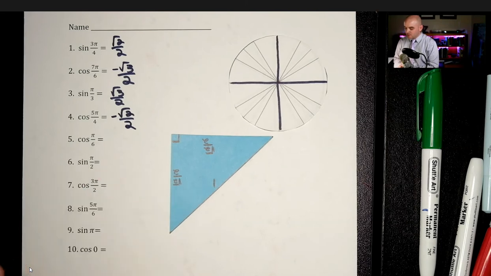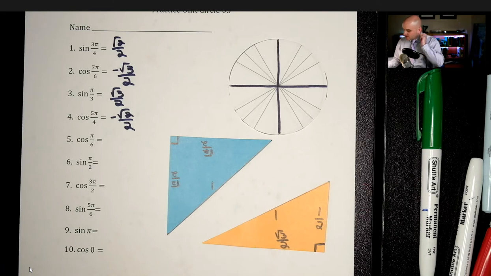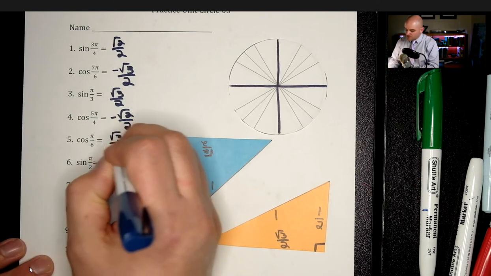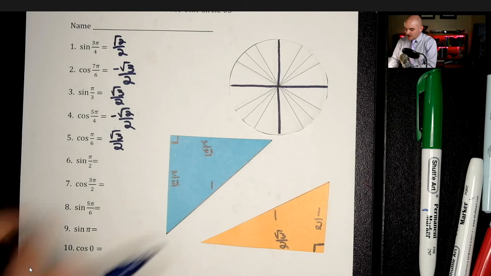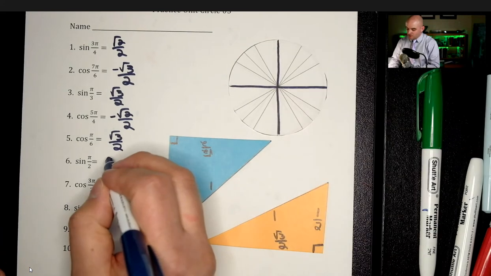The cosine of pi over 6. Pi over 6 is right here. We're dealing with this triangle. The cosine is the x value, which is root 3 over 2. The sine of pi over 2. Pi over 2 is at the top. The sine value is just 1 there.